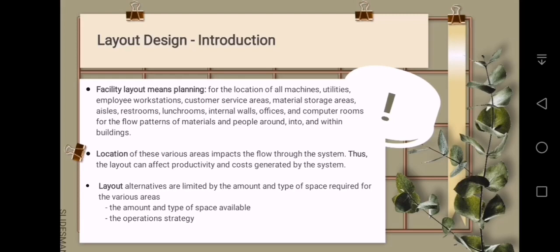Facility layout means planning for the location of all machines, utilities, employee workstations, customer service areas, material storage areas, aisles, restrooms, lunchrooms, internal walls, offices, and computer rooms, for flow patterns of materials and people within buildings. Second, the location of these various areas impacts the system. Thus, the layout can affect productivity and the cost generated by the system. Layout alternatives are limited by the amount and type of space required for the various areas, the amount and type of space available, and the operation strategies.